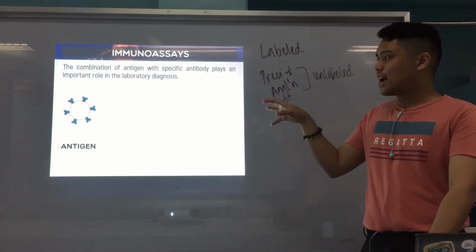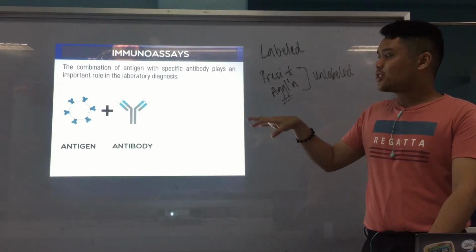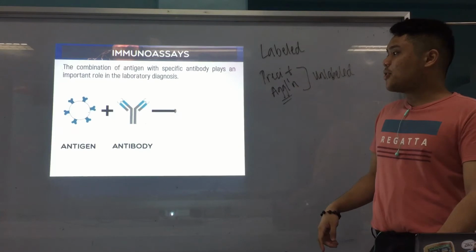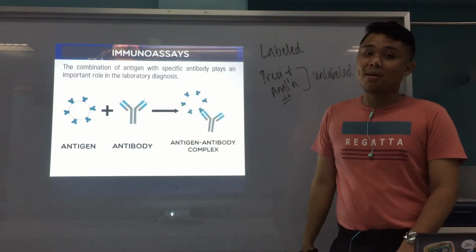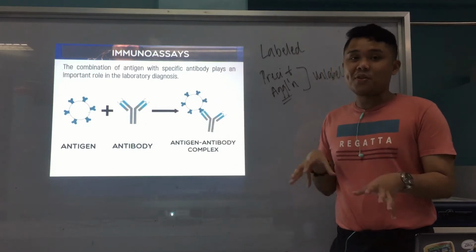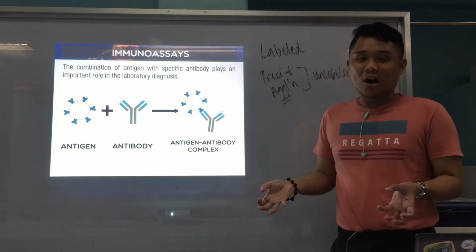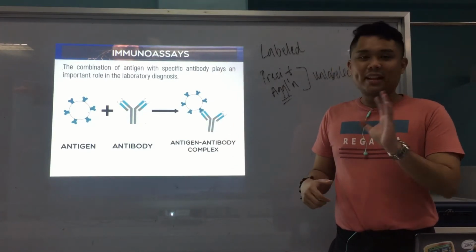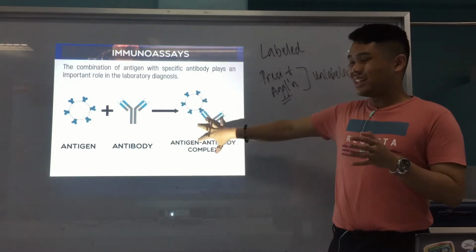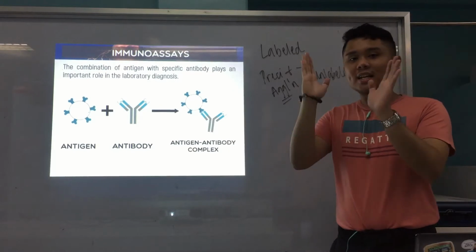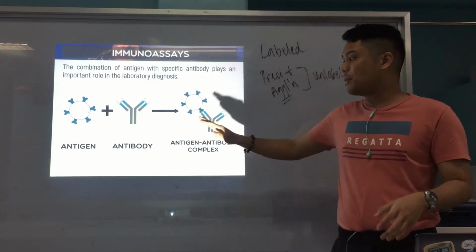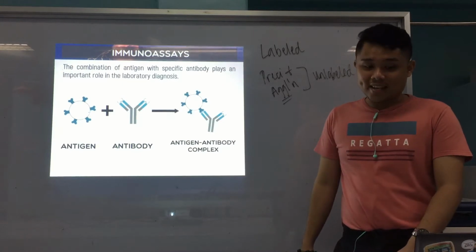So again, just a recap, antigen plus your antibody, which has a specific Fab, all right? And they will combine to form an antigen-antibody complex. And this general reaction is what we follow in our immunoassays. Precipitation, agglutination, or your labeled immunoassay, it all follows this general concept of the antigen and antibody reaction, and once they react, they form an antigen-antibody complex, okay?